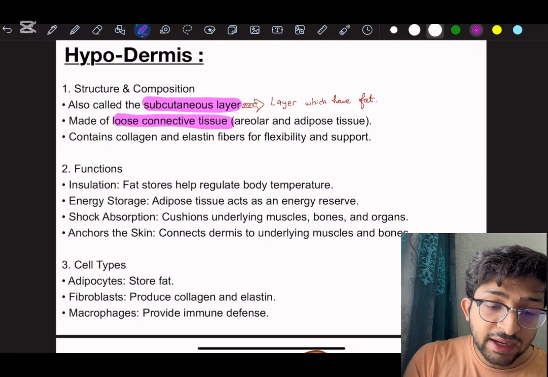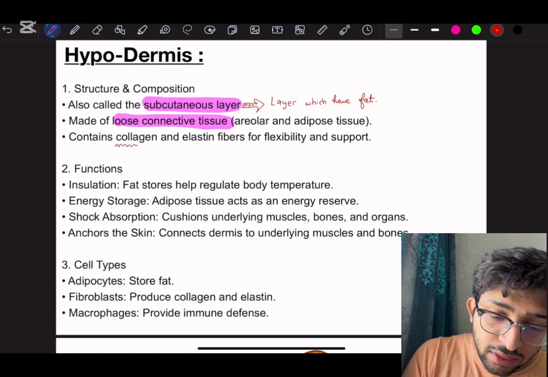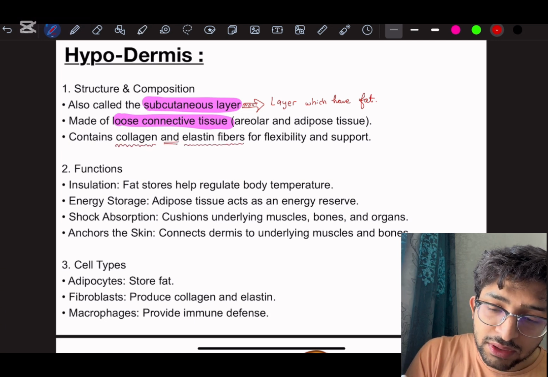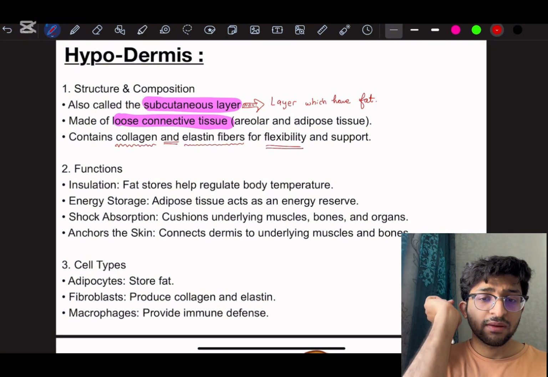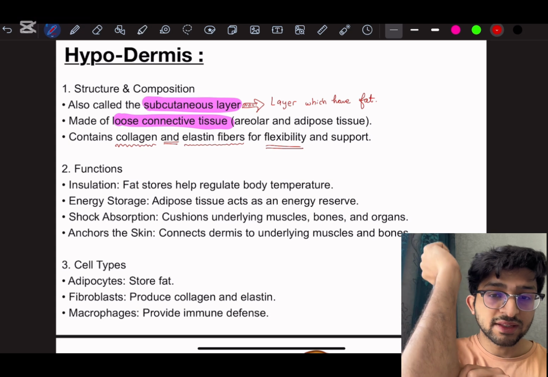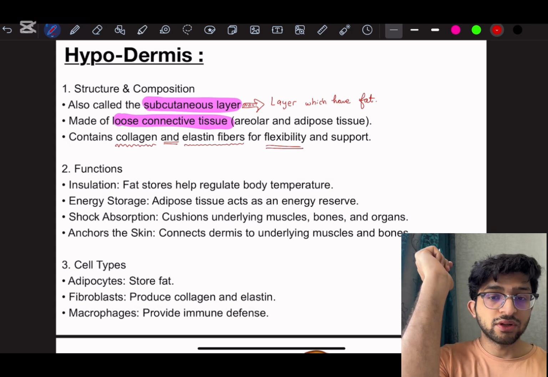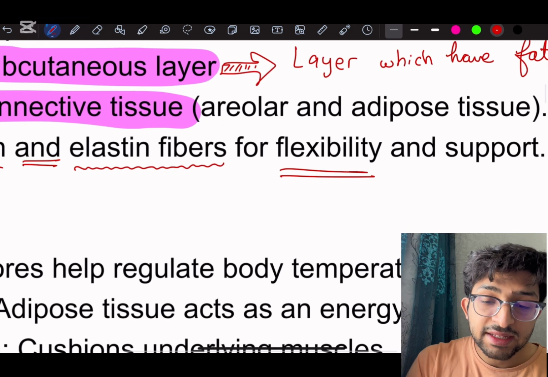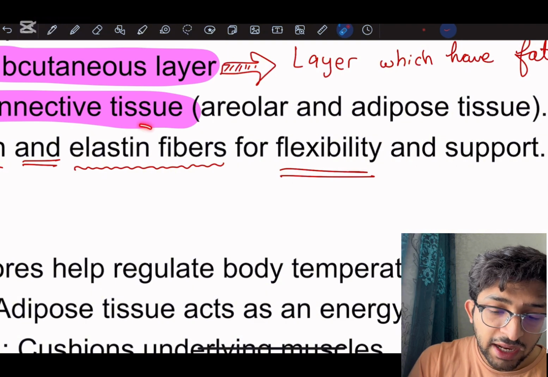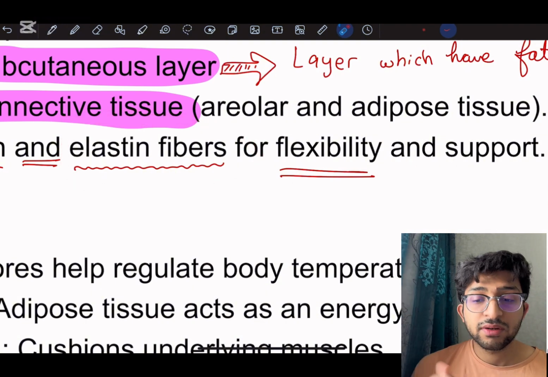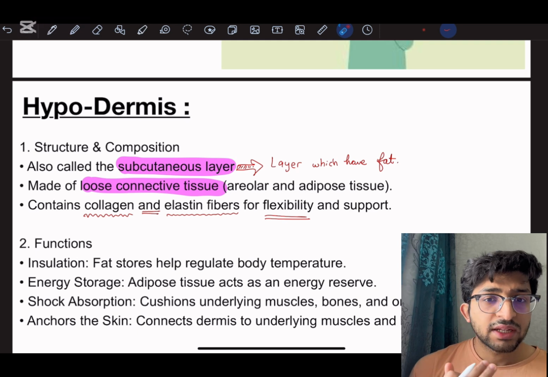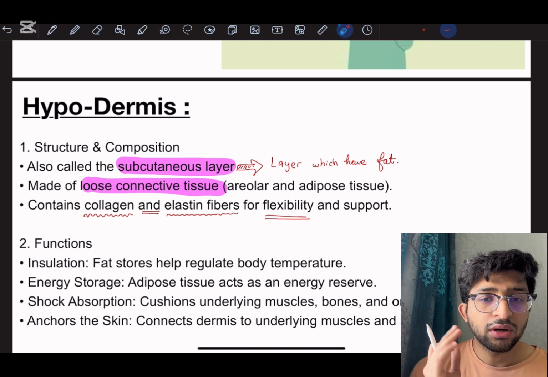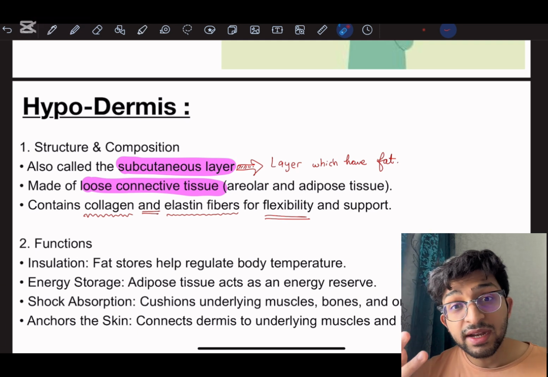Okay, and it contains collagen and elastin fibers for the flexibility. So this is one of the reasons that, for example, if I pull the skin like this, it will come back to normal. That is because of the elastin fibers, which are responsible for the flexibility and the support of the skin. Collagen is responsible for preventing the wrinkles.